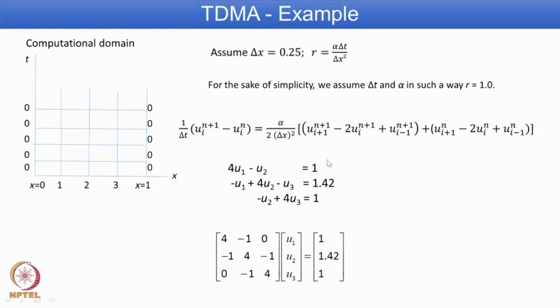Now, the same algebraic equations are written in the form of a matrix as shown here, that is 4, minus 1, 0; minus 1, 4, minus 1; 0, minus 1, 4, a coefficient matrix, and then one unknown column vector. On the right side you have a known column vector.